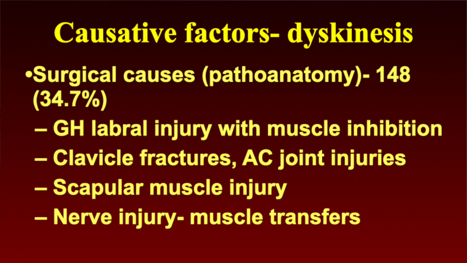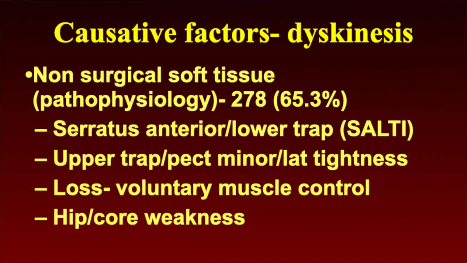Now we looked at all these causative factors, and what we found is that pathoanatomy was about 34%. So only about a third really have something that you can operate on. These would be all these things that we mentioned: the AC joint, glenohumeral joint, neurological problems, fractures, scapular muscle detachment. Non-surgical soft tissue, 65%. About 60% of those are this SICK scapula, this coupled combination. The others are a combination of upper trap, pectoralis minor, loss of control. About half have something to do with hip and core weakness.